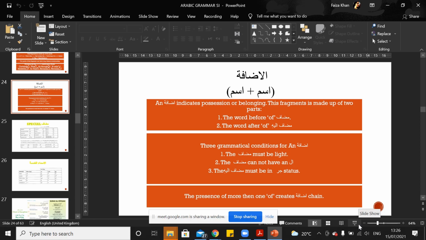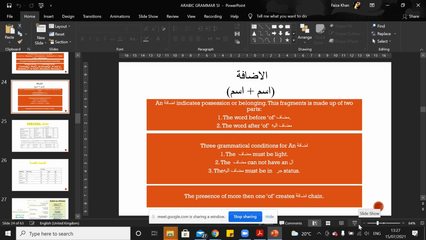Please say after me: mudaf and mudaf ilayhi makes idafa fragment. Mudaf and mudaf ilayhi makes idafa fragment. Very good. So now we know the condition for mudaf ilayhi, that it will always be in jar status, but there are two conditions for mudaf as well.